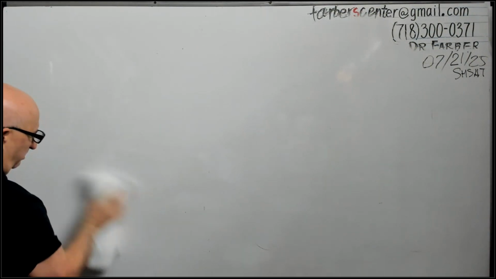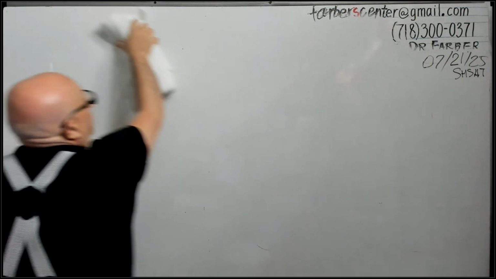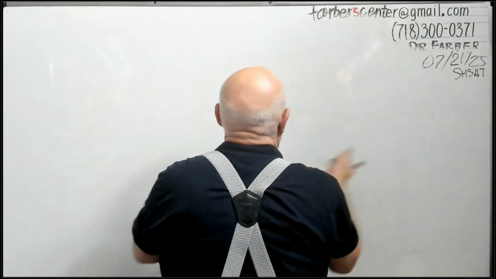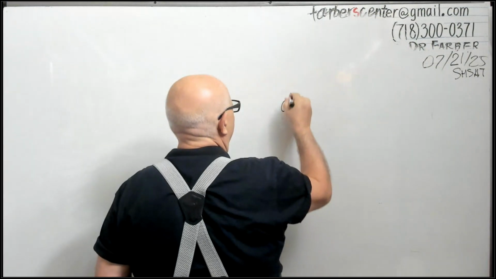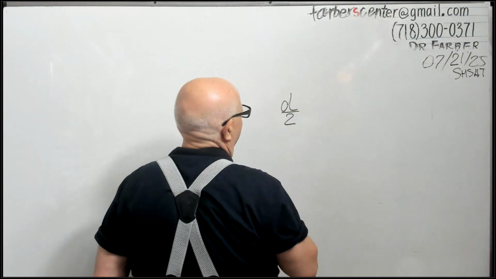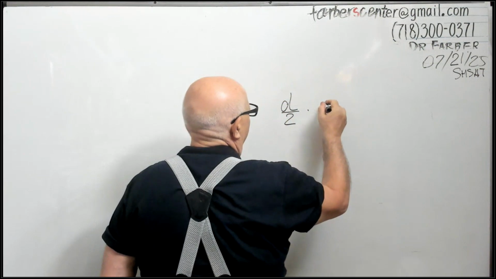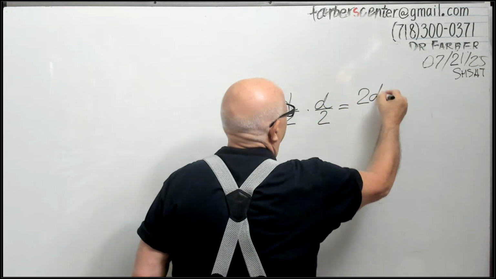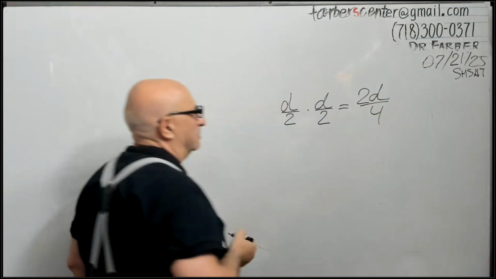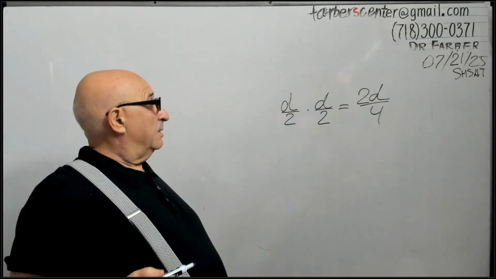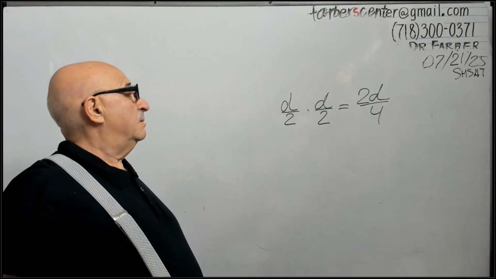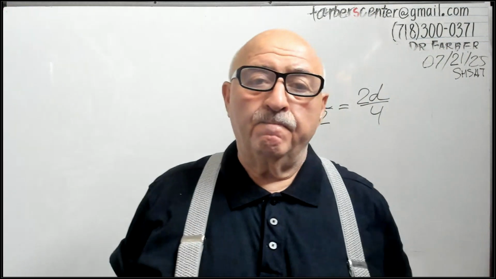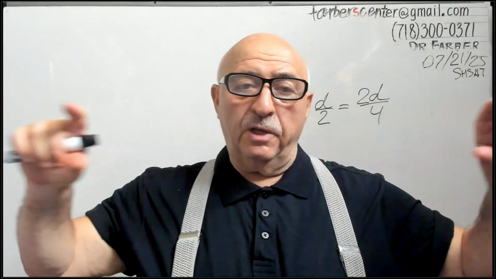Let's say I give an example, from one of the students from a previous homework. She wrote d over 2 times d over 2 and got 2d over 4. And after that, for unknown reason, she got the correct answer. Cheating. No way. Your results are supposed to come from a chain of logic.